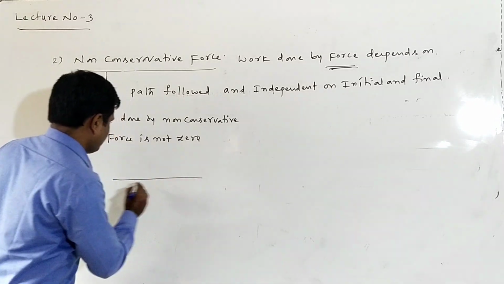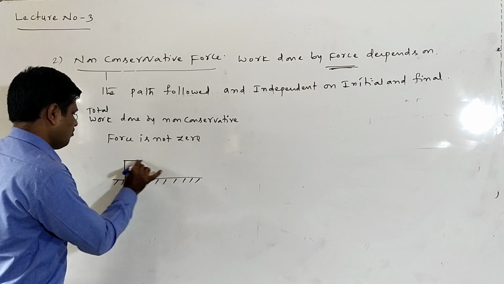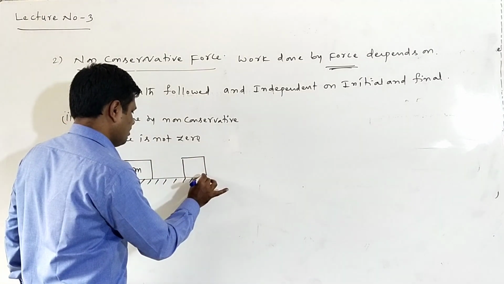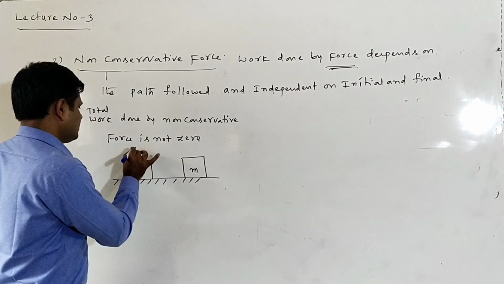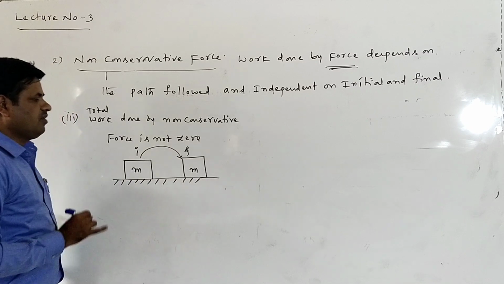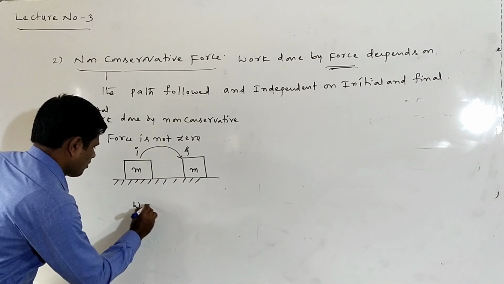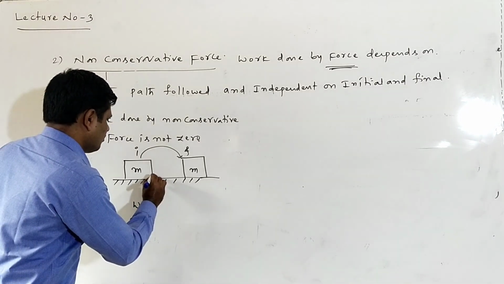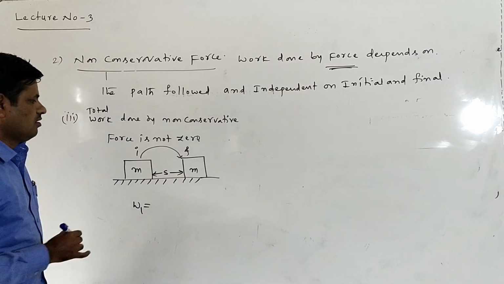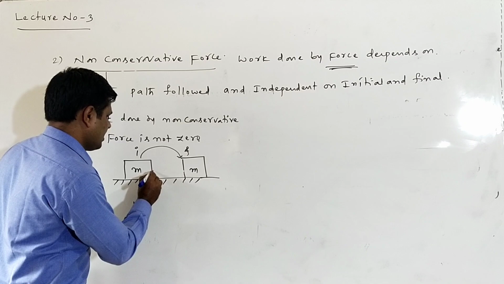This surface has friction. On this frictional surface I am placing the body. The body moves from the initial position to the final position. When moving from initial to final, I take the work done as W1. The distance it moves I take as S. It is moving in this direction.